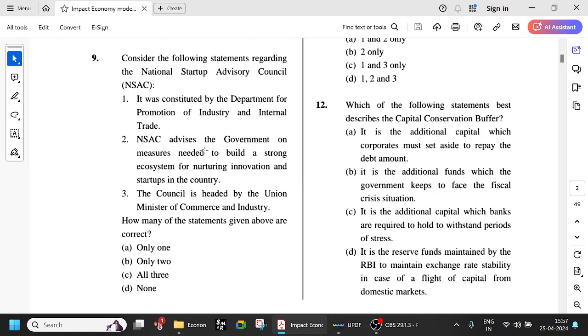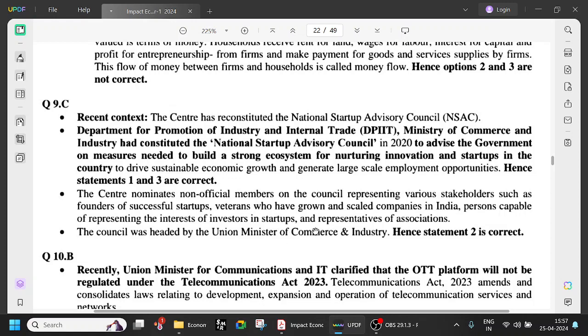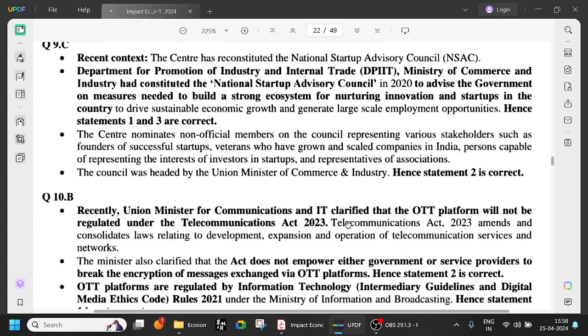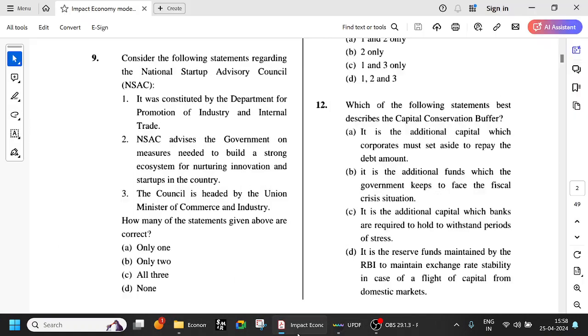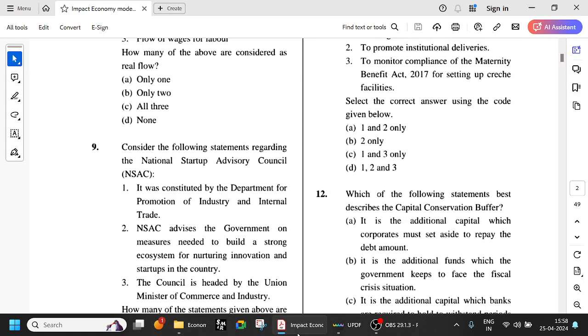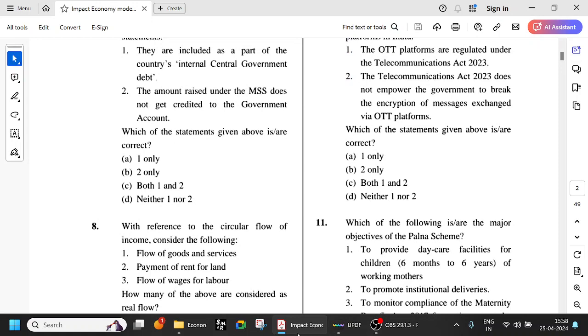And it advises the government on measures needed to build a strong ecosystem for nurturing. The council is headed by the Union Minister of Commerce and Industry. Though all these people are there, it is headed by the Union Minister. And who else will be there? These new guys and veterans will be there. New successful startup founders will be there, and people from industry will be there. Associations, all these things. Everybody will be there. So, National Startup Advisory Council. It is in 2020. Try to remember that.